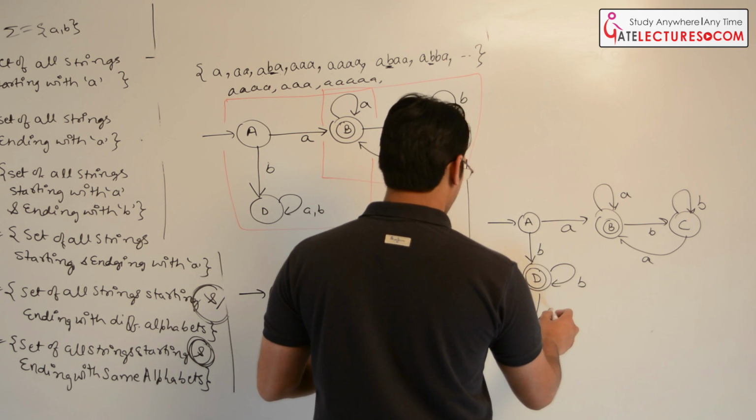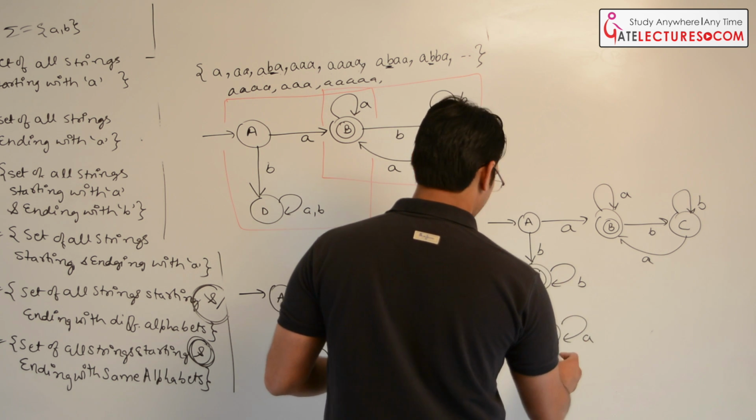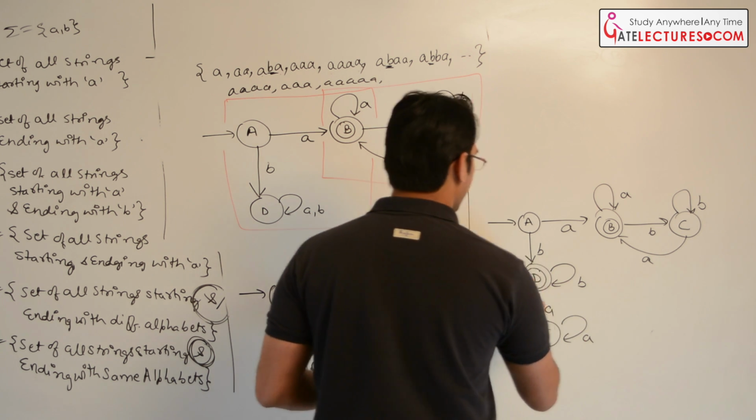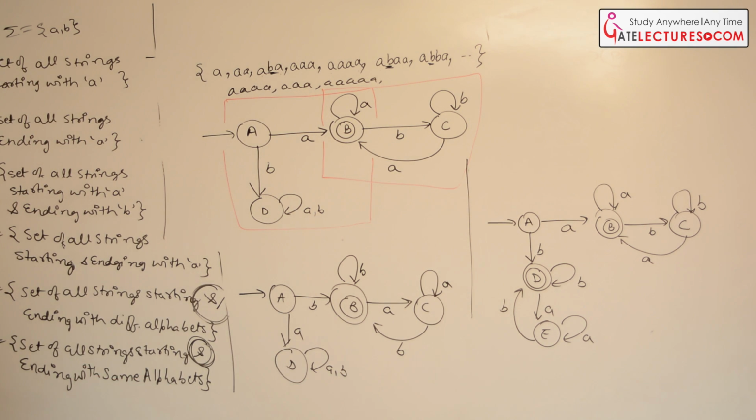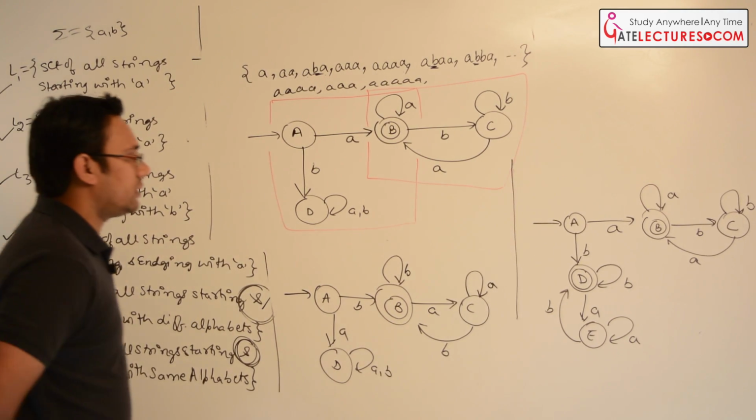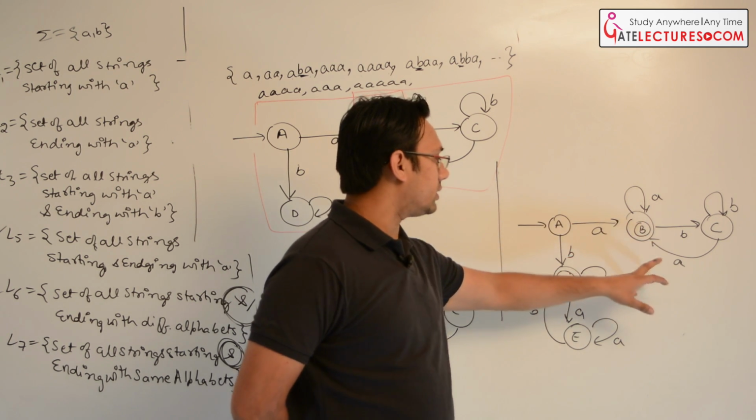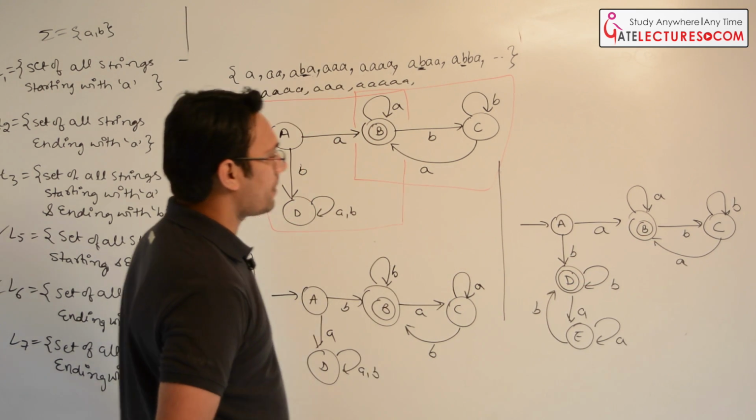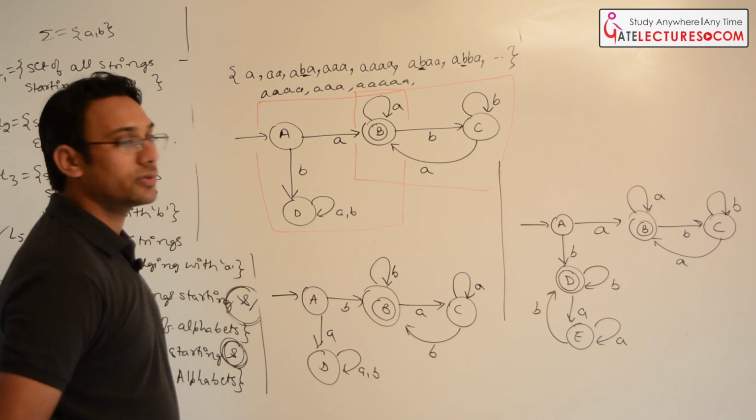If we get an A, we go to state E. Fine. We have just combined these two states. So this one starts with A and ends with B, and this one starts with B and ends with A. Either the string can start with A or the string can start with B. So this is the diagram.